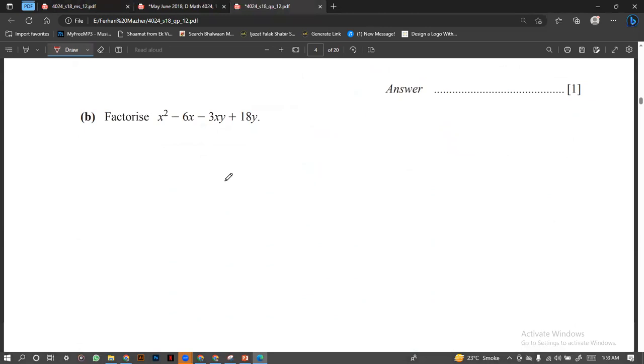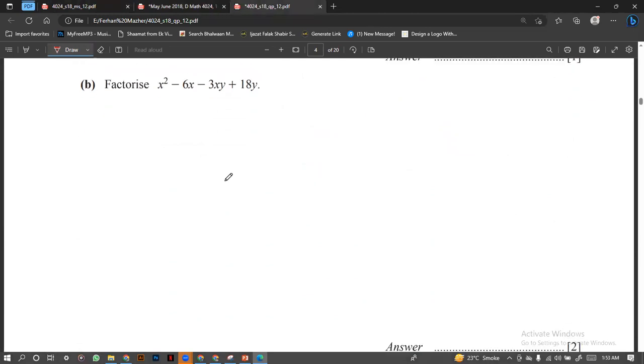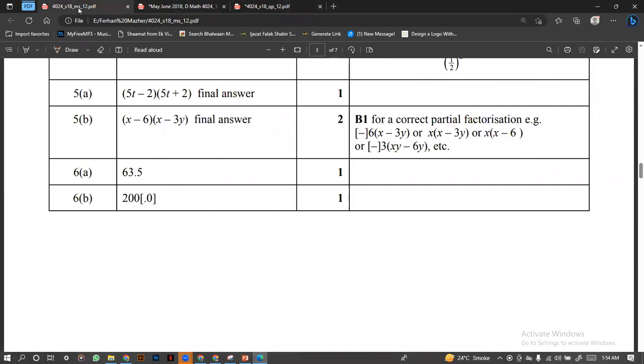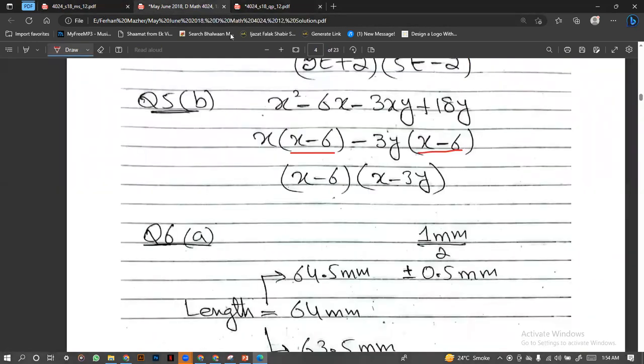Question number 5B part, we have 4 terms and we want to factorize them. So very simple, just take x common from the first 2 terms, and in the bracket you will have x minus 6, and from the last 2 terms you can take minus 3y common. So then in the bracket you will have x minus 6. Now you can see this bracket and this bracket are common. So I will take x minus 6 common, and from the first term I will have x, and from here I will have minus 3y in the other bracket. So this is how you will factorize this, and our answer is right, sir.